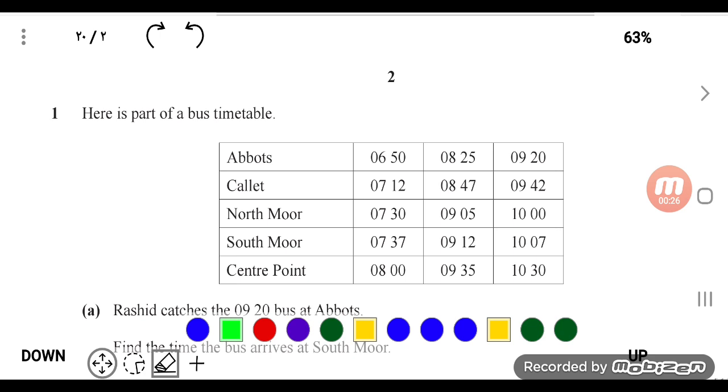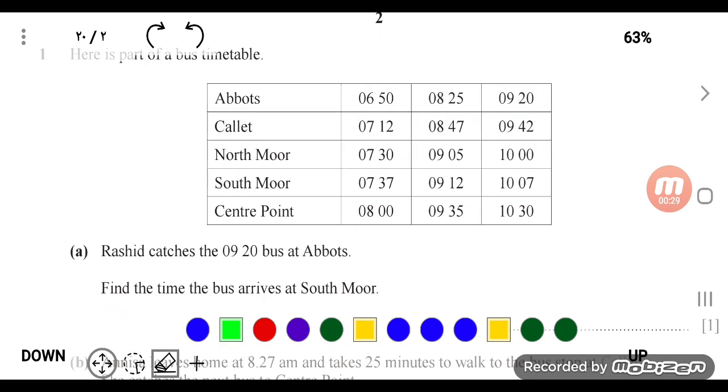Here's a part of a bus timetable. You have 5 cities, and from each city 3 buses can leave. You are given the time taken for each bus to arrive from the first city to the second city. For example, Abbott's, you have 3 buses. One will leave at 6:50, another will leave at 8:25, another one will leave at 9:20, and the time taken for each one to reach the other city is also stated in the table.